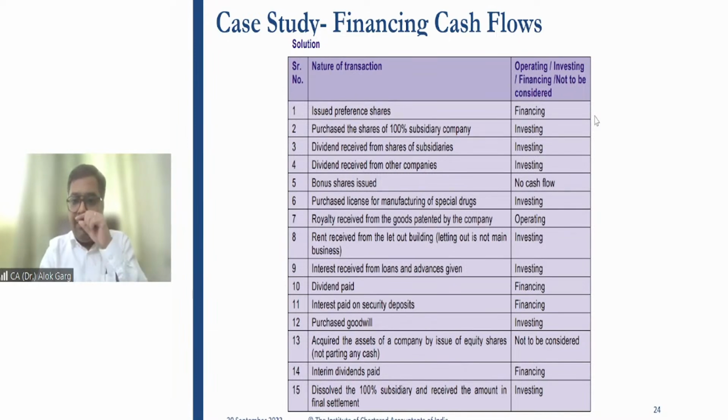Sir, purchase of goodwill is always treated as investing, whatever the nature of business. Yes, Mansa. So you are purchasing the goodwill means you are purchasing the assets or you are purchasing the business. It is an investing activity.